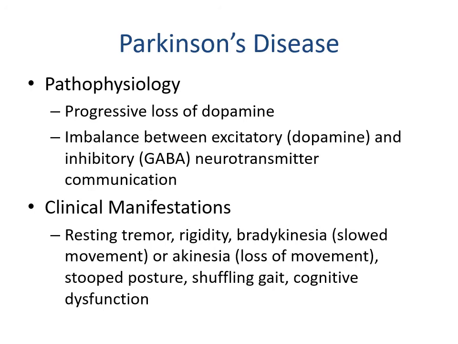So again, our pathophysiology, we see a progressive loss of dopamine with an imbalance between excitatory dopamine and inhibitory GABA, which are two neurotransmitters. So clinical manifestations include a resting tremor, rigidity, bradykinesia or slowed movement, or akinesia, a loss of movement, along with a stooped posture, shuffling gait, and cognitive dysfunction.